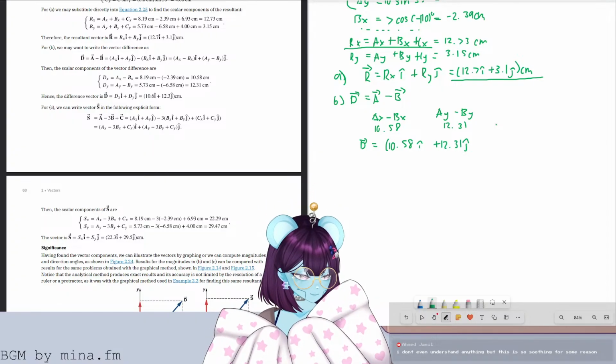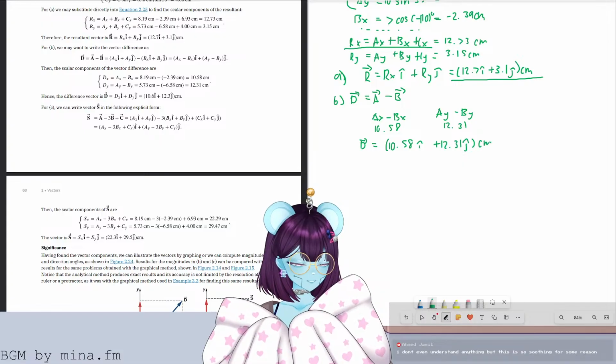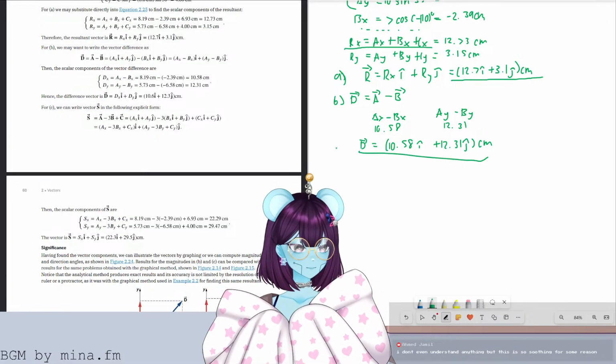Okay, there you go. CM. So this is our difference of the vector A and B.